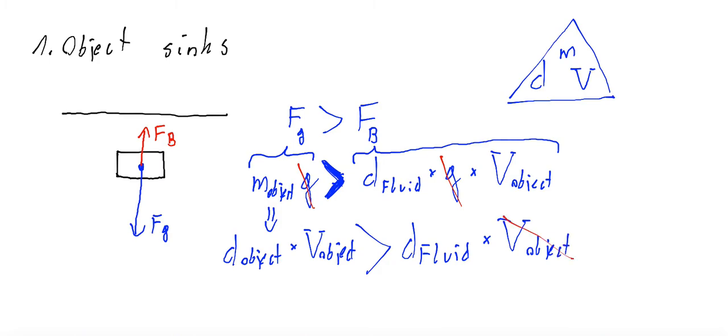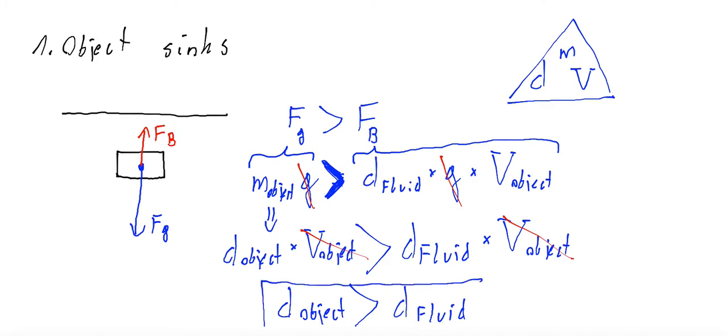Both hands we have volume of the object which can be crossed, and we have final condition. When density of the object is bigger than density of the fluid, then gravitational force is bigger than buoyant force, and object, of course, sinks. Okay? So, remember this. Heavy object or heavier object means that object has density which is bigger than density of the fluid in which it is.